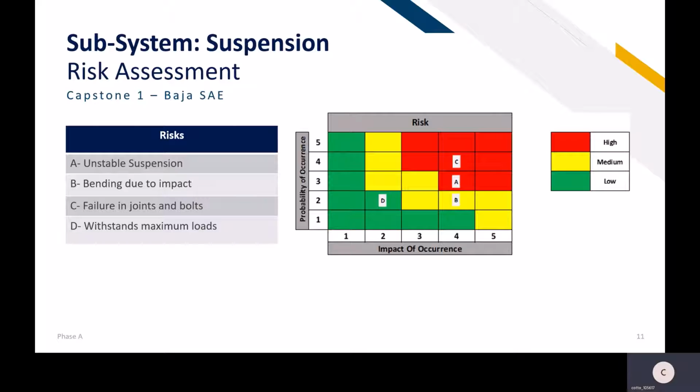Now we have the risk assessment. The first one is that we have an unstable suspension, bending due to impact, failure in joints and bolts, and withstanding maximum loads.